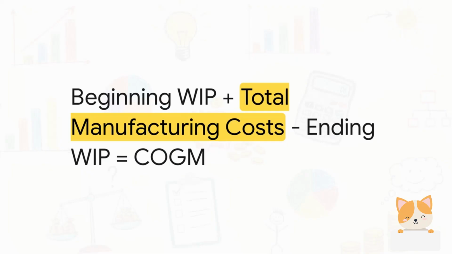And if you think about it, the formula reflects that exact logic. You start with what was already in the cooking pot, your beginning work in process. You add all the new ingredients you threw in during the period. That's your total manufacturing costs. Then you subtract whatever is still left simmering in that pot at the end of the day. And what are you left with? The cost of the meal that came out of the kitchen, your cost of goods manufactured.